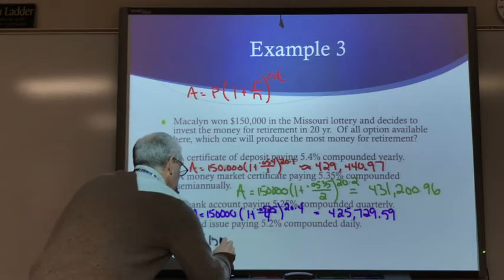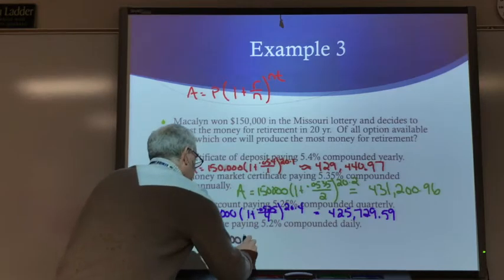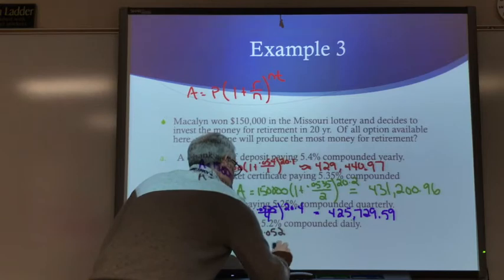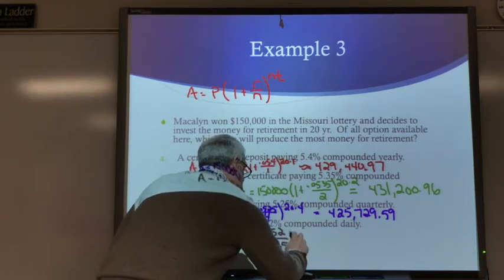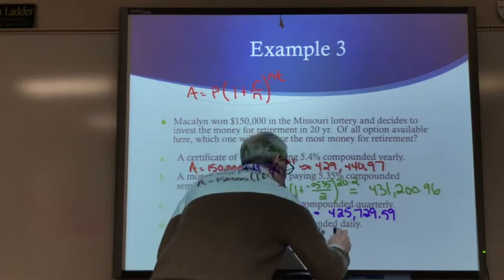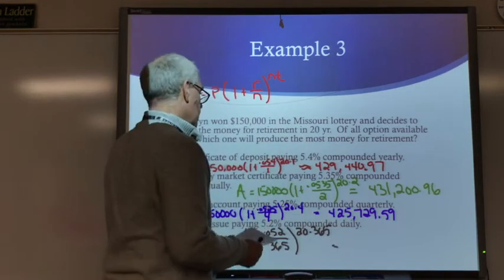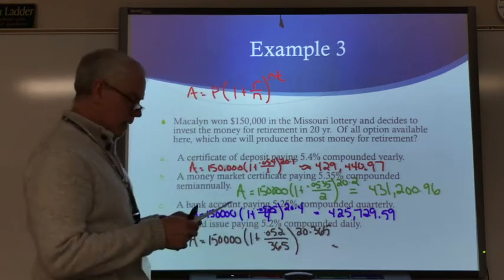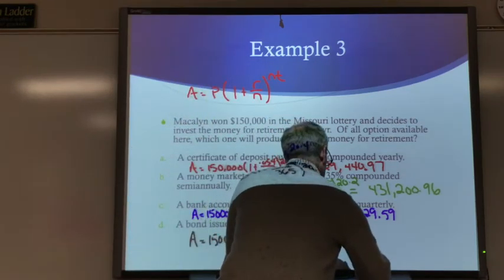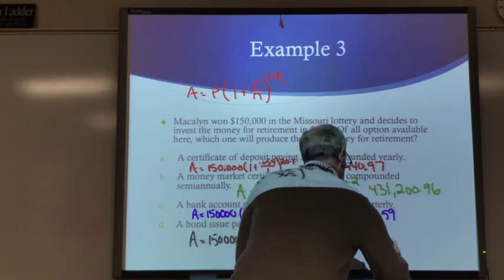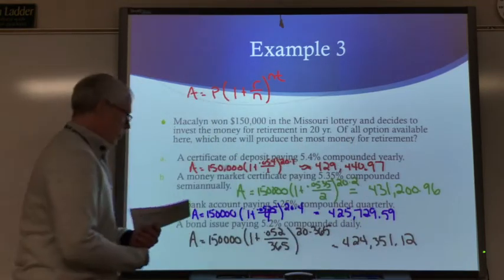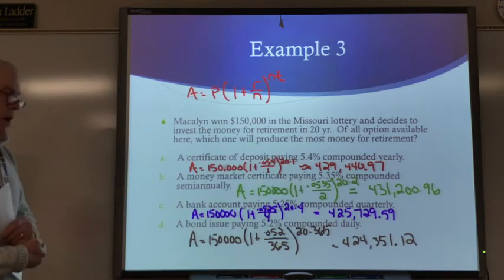Okay, and then this last one, paying 5.2% compounded daily. Okay, so your 150,000, 0.052 compounded daily, 365 days in a year, raised to the 20 times 365. Okay, you'd think compounding it that many times would make a big difference, but $424,351.12. Okay, just a matter of getting the right numbers in the right spot and working this out.